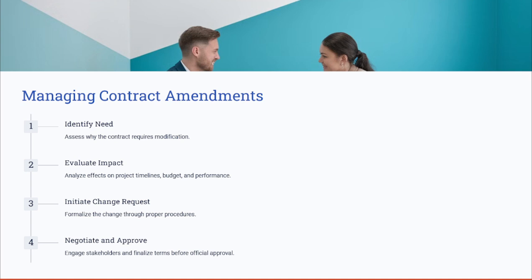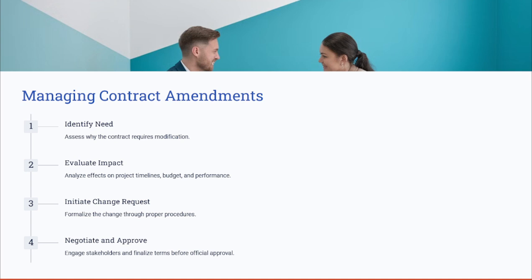Assess why the contract requires a modification. As we discussed, is it related to the scope changes? Is it related to the cost? Is it related to the risk? Is it due to economic changes or schedule or compliance risks? So first, you need to identify the need for change by assessing why the contract requires the modification.